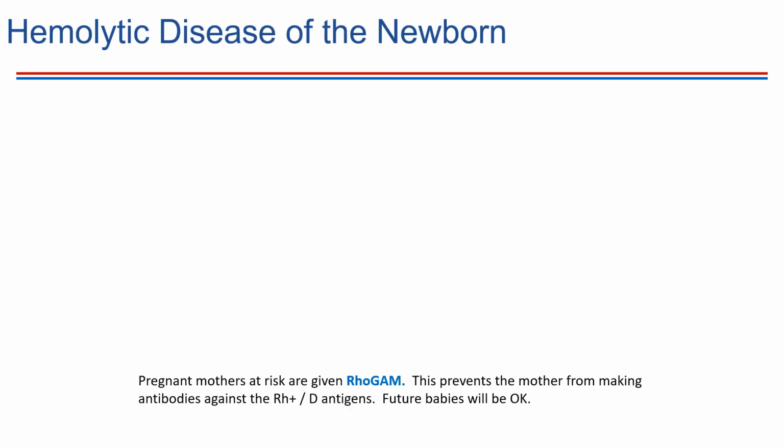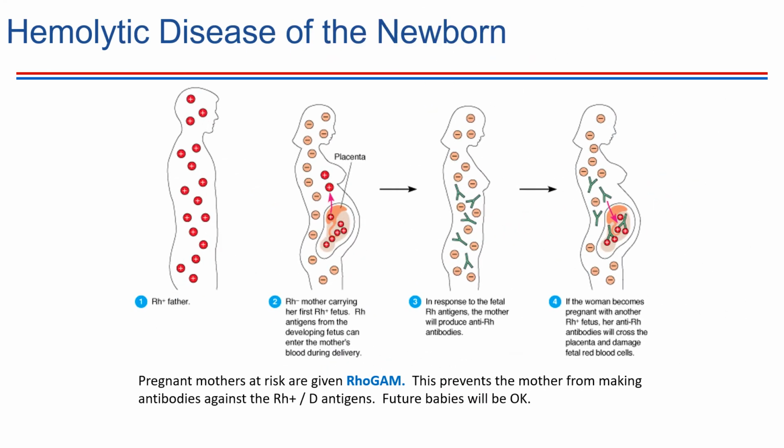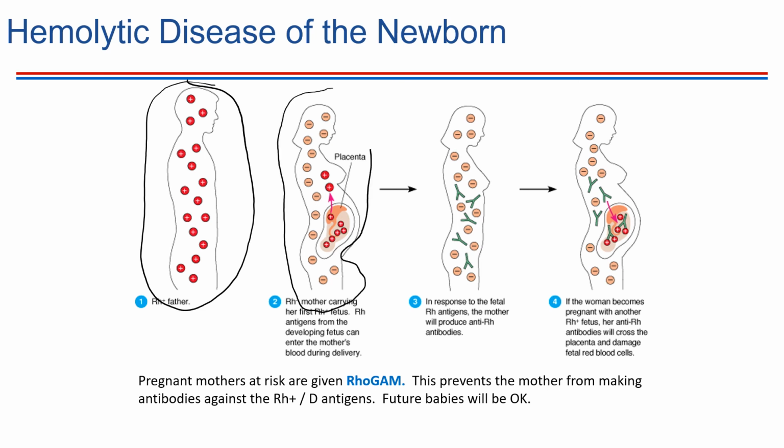Let me just show you another slide here that kind of shows you the same thing. You've got positive dad mixing with a negative mom, and in that mom, you're now going to have a positive baby. So mom doesn't make any antibodies until that baby is born, and the mixing of all that blood gives the mom all these antibodies. So the next time that there's a positive baby, those antibodies are going to go attack that little baby.